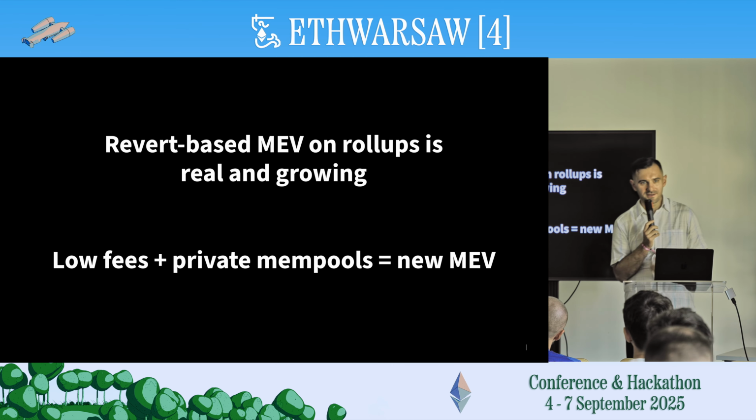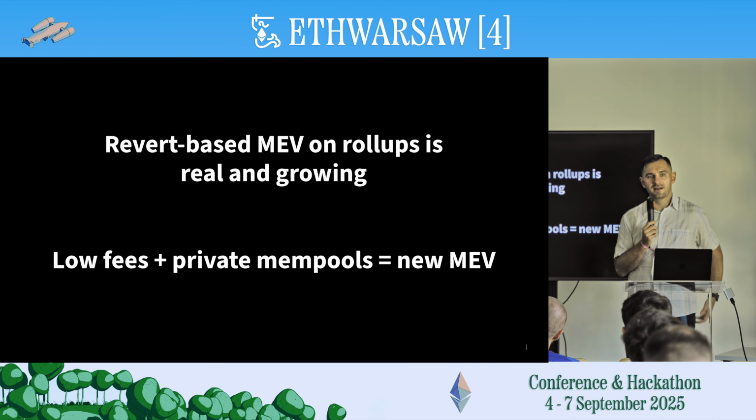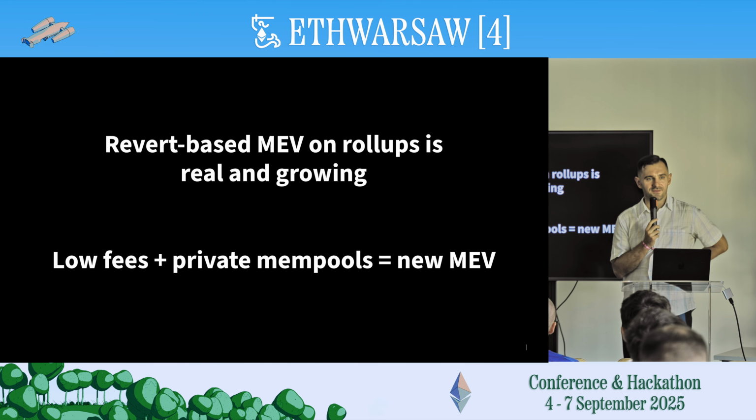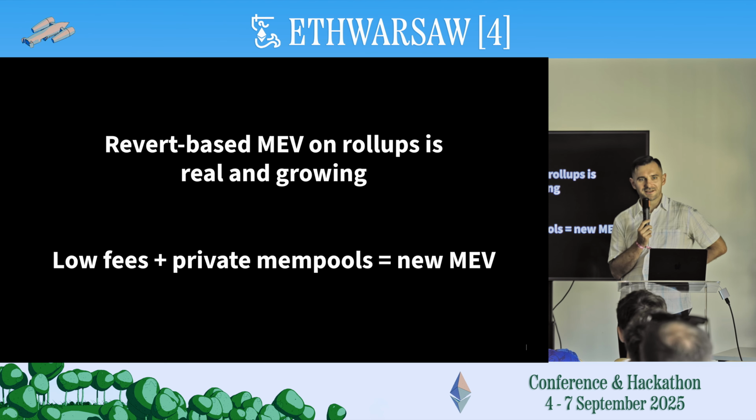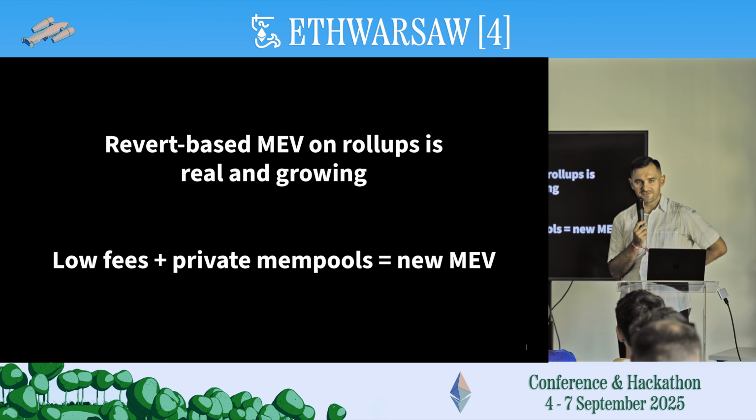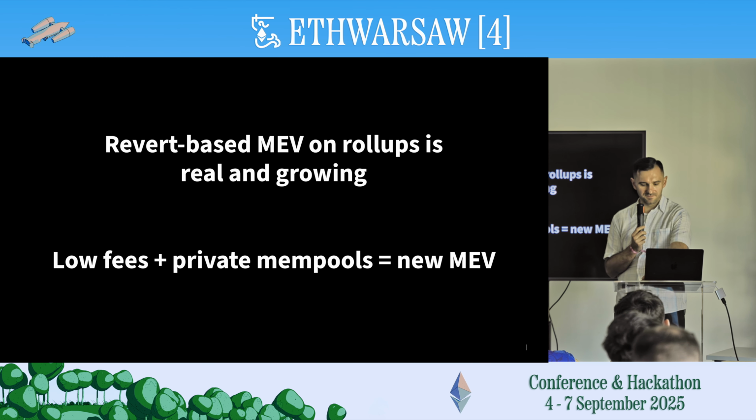Okay, so I'm coming back to where we started, how you can do MEV on the fast rollup with a private mempool. So generally, it's possible. There is that new strategy of doing MEV there. It's simply MEV based on the reverted failed transactions.